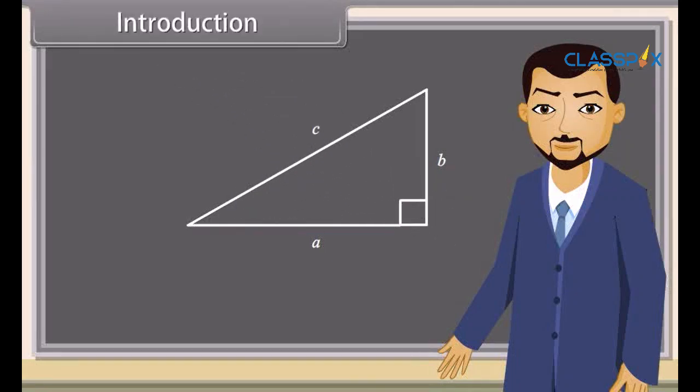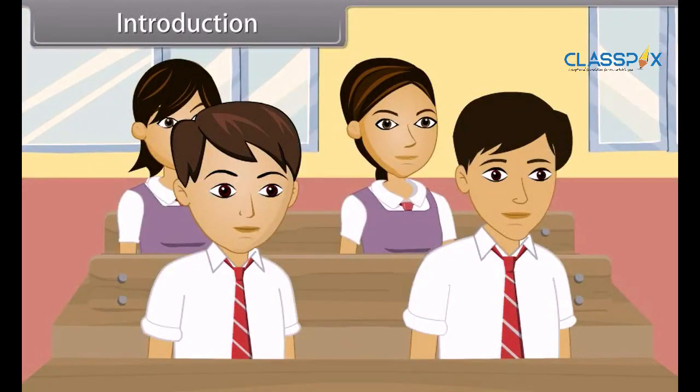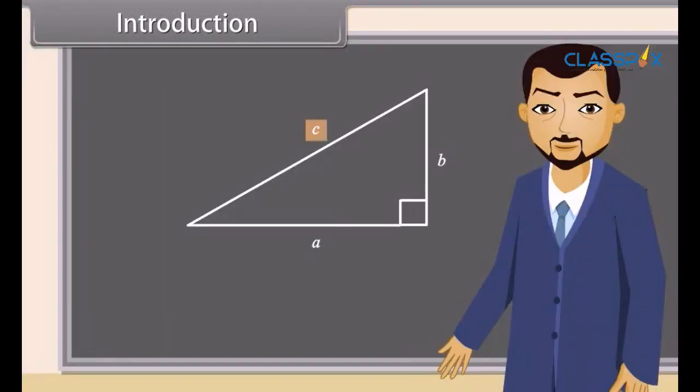Introduction. Students, this is a right-angled triangle. Can you tell which side is the hypotenuse? C is the hypotenuse. Yes, C is the hypotenuse. So by the hypotenuse theorem, C square is equal to A square plus B square, we will prove some trigonometric identities.